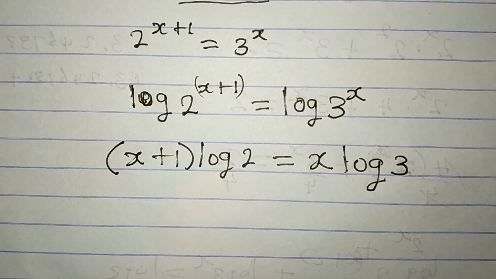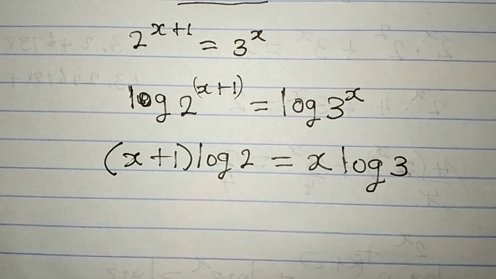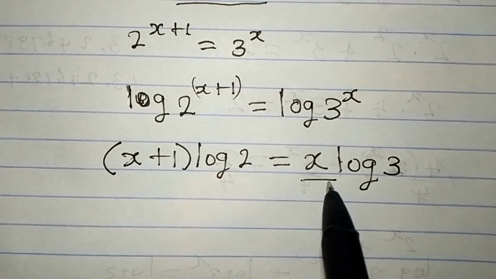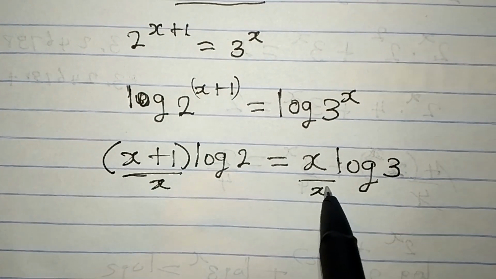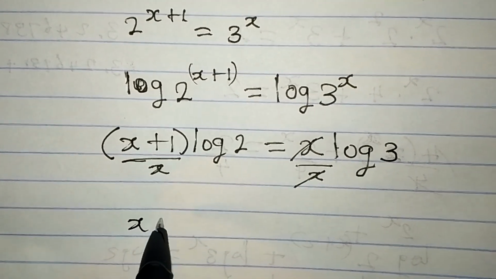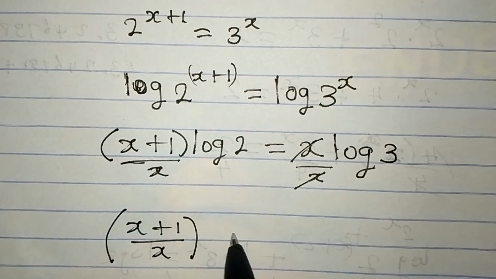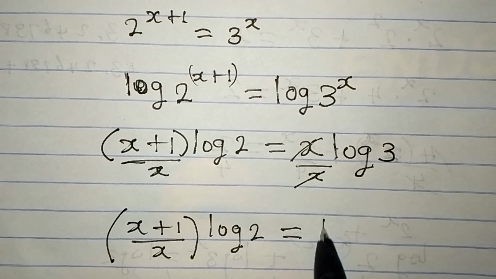Now, from here, what do we do? Since we are looking for the value of x, I can simply divide all through by x so that x will move to this place, right? So I can divide this by x and then divide this by x. This will move from here, and now we are having x plus 1 over x. Let's have this together. Then we have log 2. This is now equal to log 3.